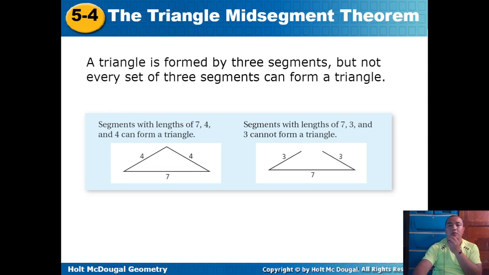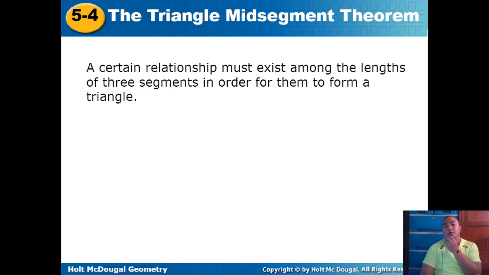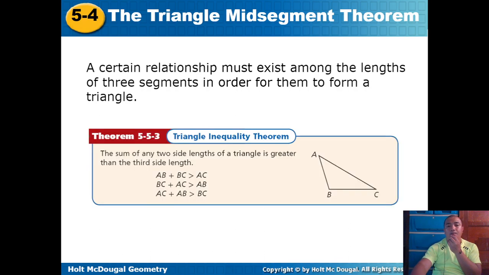A triangle is formed by 3 segments, but not every set of 3 segments can form a triangle. Segments with length 7, 4, and 4 can form a triangle. Segments with length 7, 3, and 3 cannot form a triangle. Why? A certain relationship must exist among the lengths of 3 segments in order for them to form a triangle. The sum of any two side lengths of a triangle is greater than the third side length.